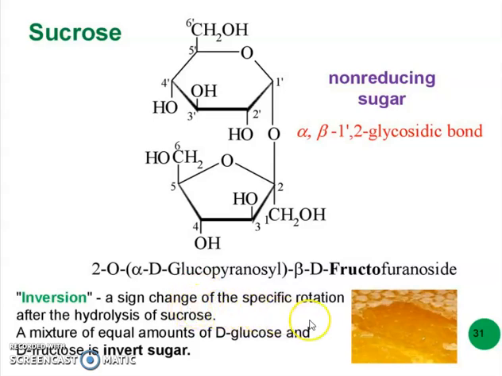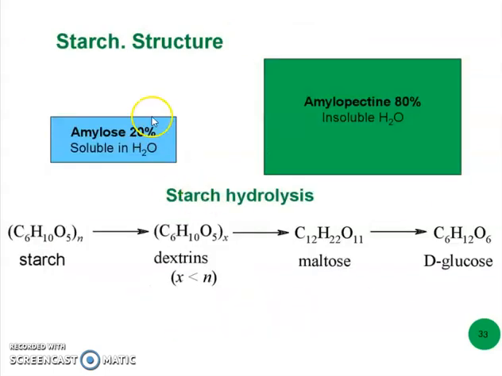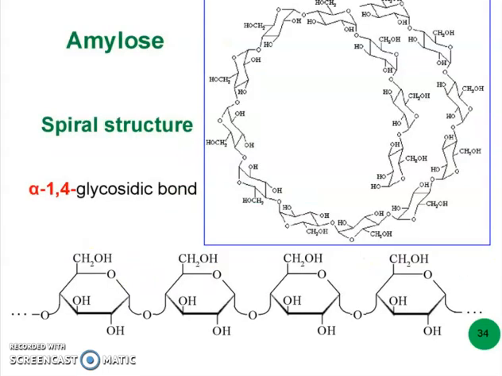Inversion is a sign change of specific rotation after hydrolysis of sucrose. A mixture of equal amounts of D-glucose and D-fructose is invert sugar. So it doesn't mutarotate and gives no silver mirror reaction, these are sucrose properties. Hydrolyzing to glucose and fructose, alkylation to ether, acylation to ester. So you can see the starch, dextrin, maltose and D-glucose.